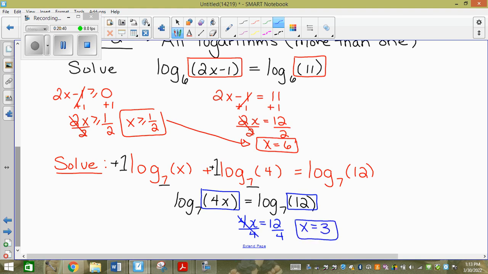And then I can check it. I can plug it back in. Log base 7 of 3. That's fine. I also have one variable. The only variable I have is x. So if I go to state my restrictions, I'm going to go x is greater than or equal to what?